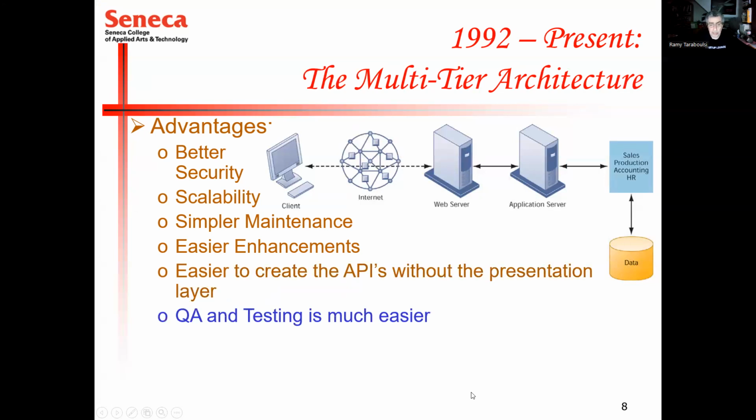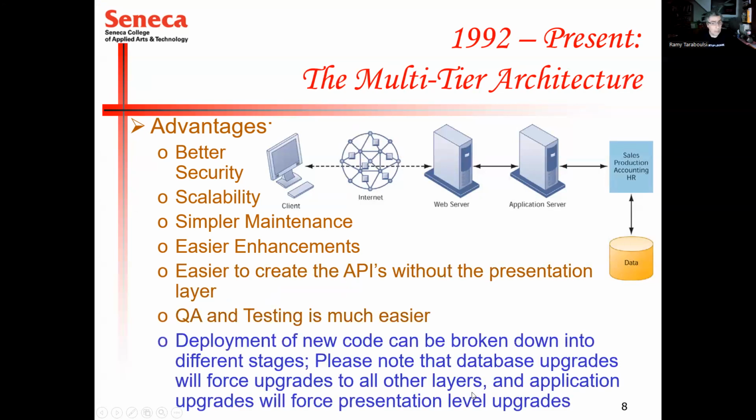The testing is much easier with this one, and the deployment of new code can be much easier as well because you don't have to deploy in all the tiers at the same time. You can deploy something on the client or on the web server, at the application server and data server without impacting the other tiers. Although you have to remember that usually the changes on the database get propagated to all the other tiers as well. But the changes on the web server in the rendering of the HTML code do not necessarily require changes in the application server or the database.